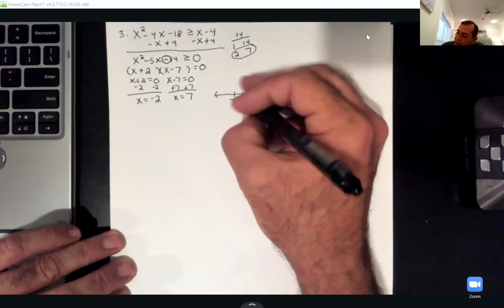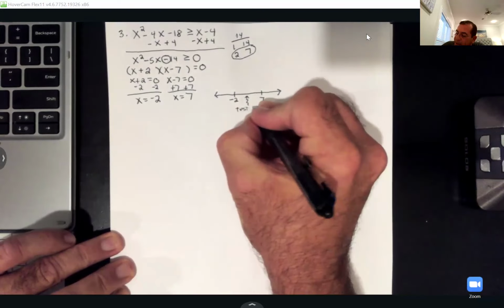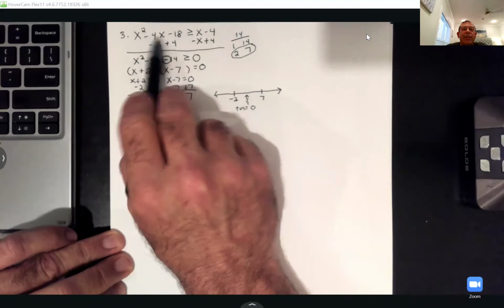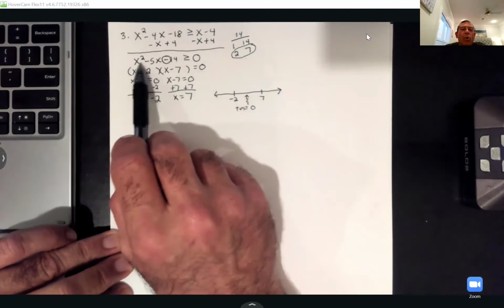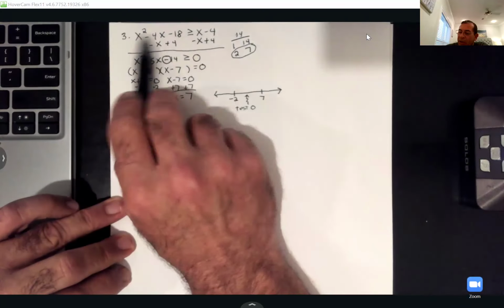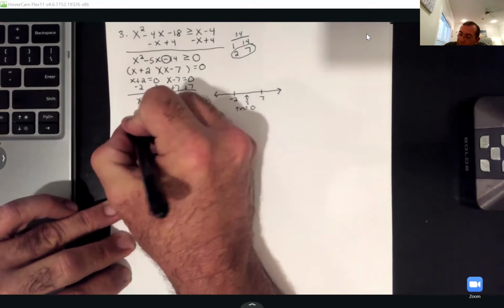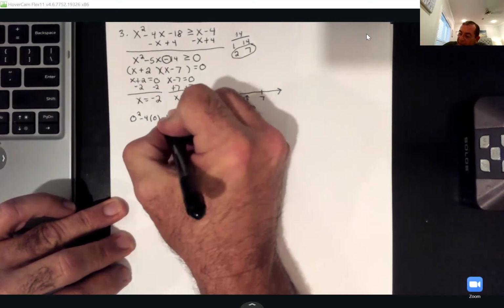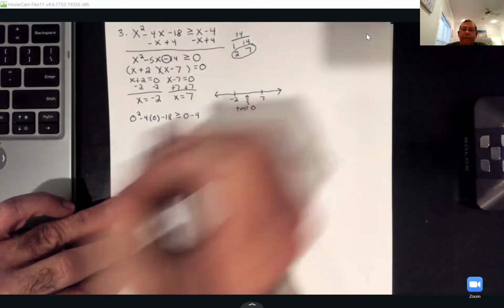And y'all, I'm going to keep using 0 because I know 0 is in between those two numbers. So I'm going to test 0 again, and I'm just going to plug it into this original equation and see if it's true. Now, you can either use this original one or the one before we started factoring, okay? But I always use the top one. So I'll have a 0 squared minus 4 times 0 minus 18 is going to be greater than or equal to 0 minus 4.